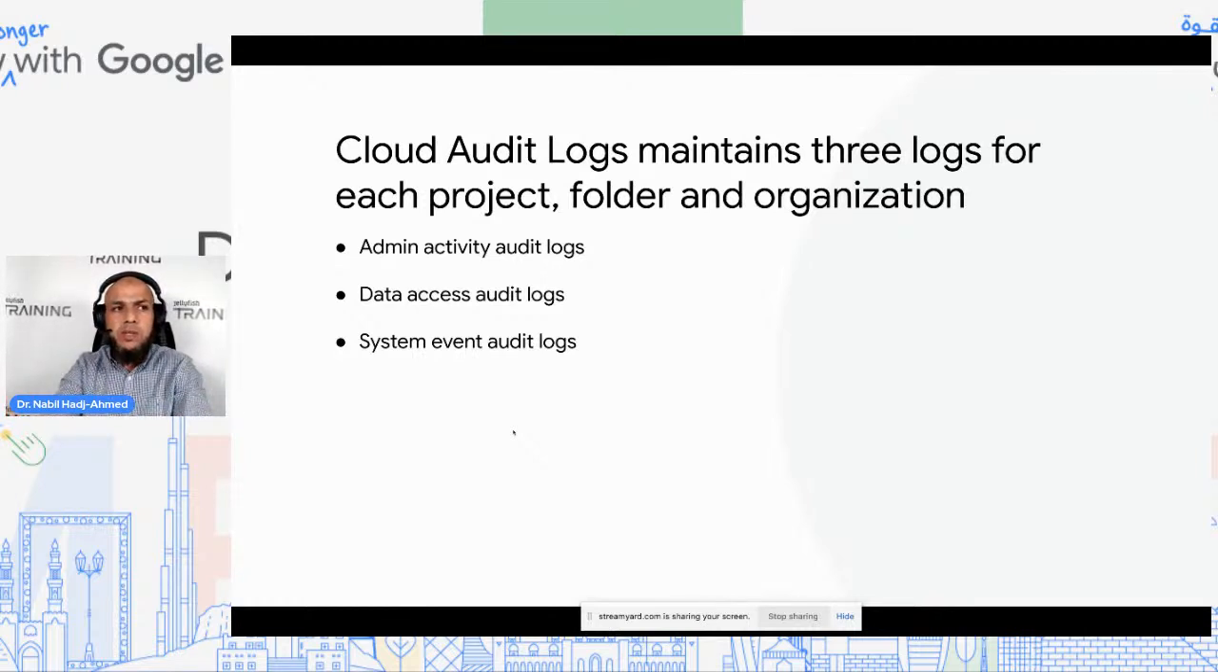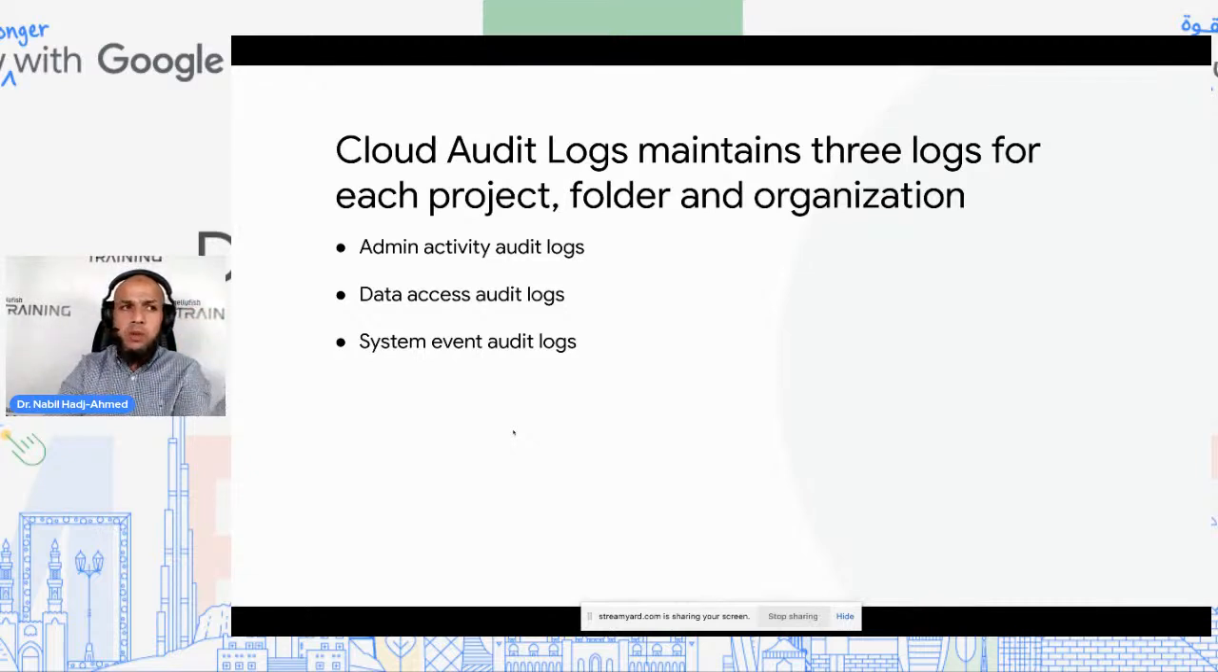Data access audit logs are disabled by default because they incur charges if you enable them. They will be retained for 30 days. Basically, those audit logs give you who has accessed your data, not from an administrative perspective, but who has accessed your data from Cloud Storage, for example, or from your VM or things like that.